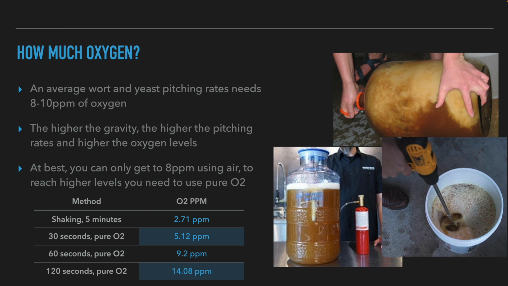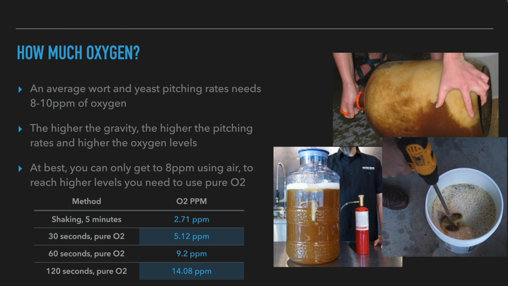After we understand why we need oxygen at the beginning of fermentation, we need to talk about how much oxygen is needed. In a wort with an average gravity and an average amount of yeast, you need 8 to 10 ppm of oxygen for good and healthy fermentation. The higher the gravity, the more yeast and oxygen is needed. It is important to understand that if air is used, in the best case, we will get 8 ppm of dissolved oxygen in the wort. To reach higher levels, you will need to use pure oxygen.